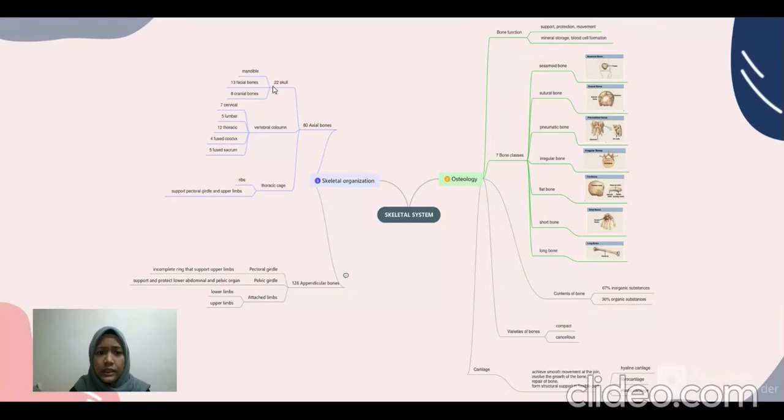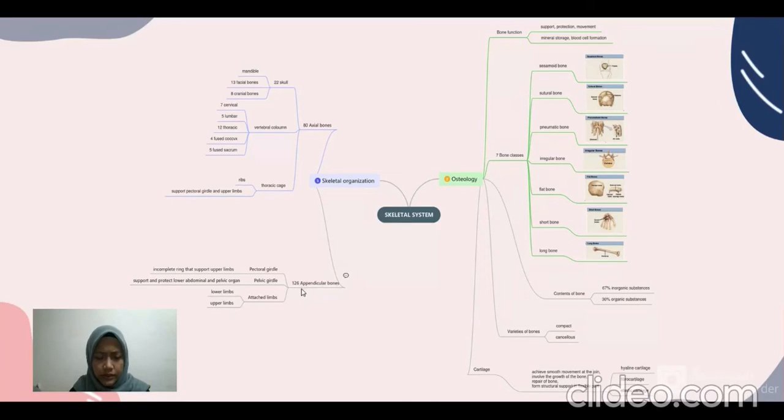22 skull bones: the mandible, 13 facial bones, and 8 cranial bones. For the vertebral column, there are 7 cervical, 5 lumbar, 12 thoracic, 4 fused coccyx, and 5 fused sacrum. For the thoracic cage, there is the rib, and it supports the pectoral girdle and upper limb.